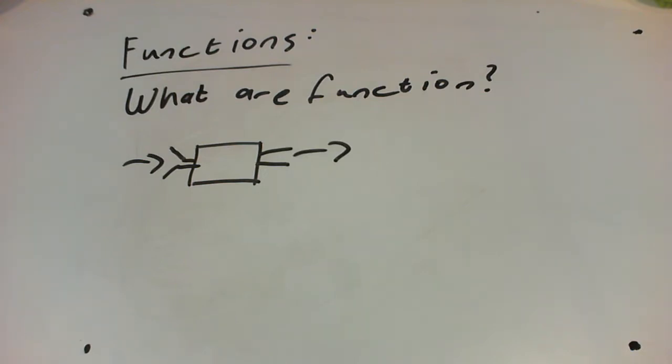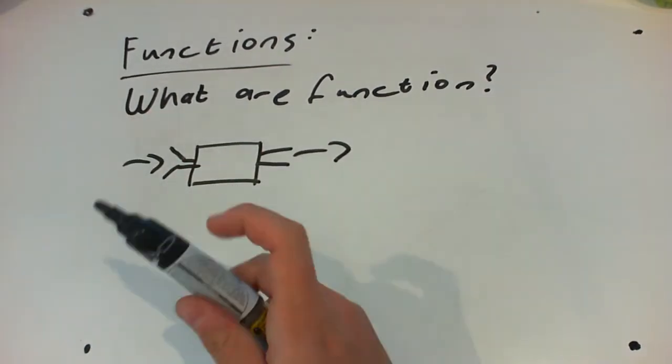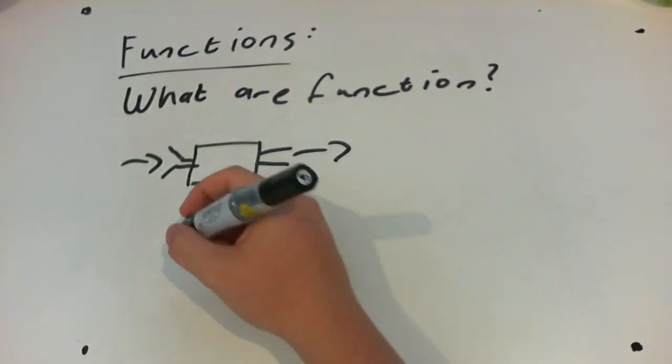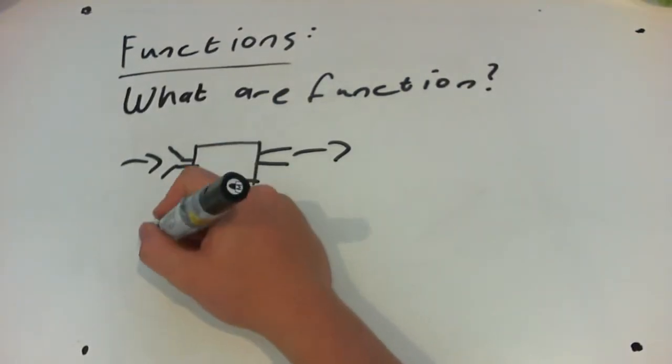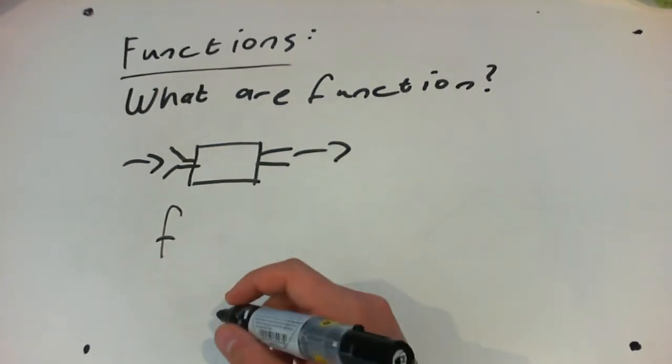So, what these functions do in maths is they manipulate numbers. And how we write them is not with a box and a bunch of arrows, but normally with the letter F for function. I don't know why I use the letter F, but it makes sense that it's for function.